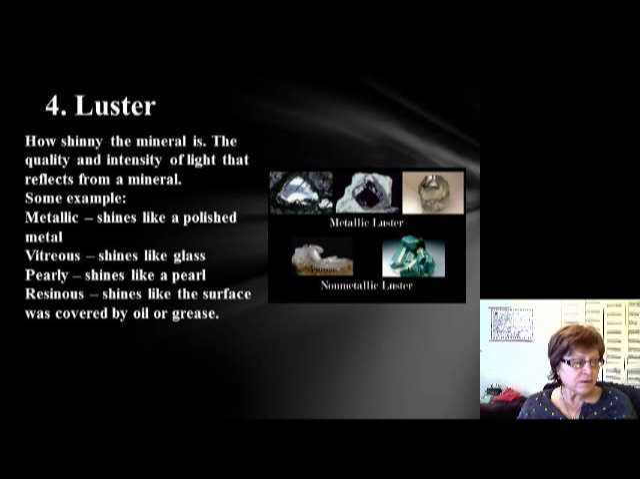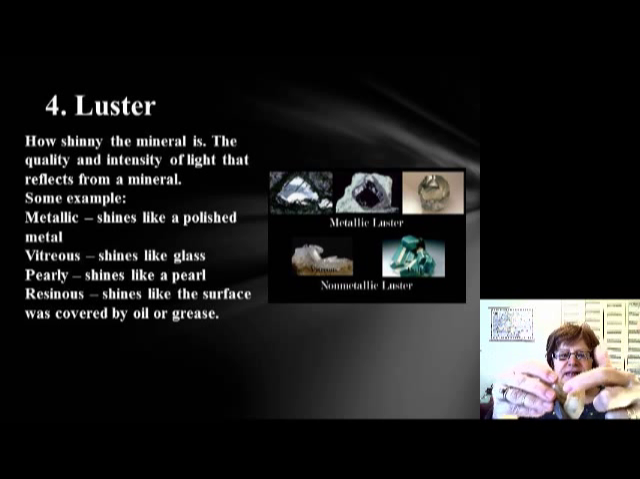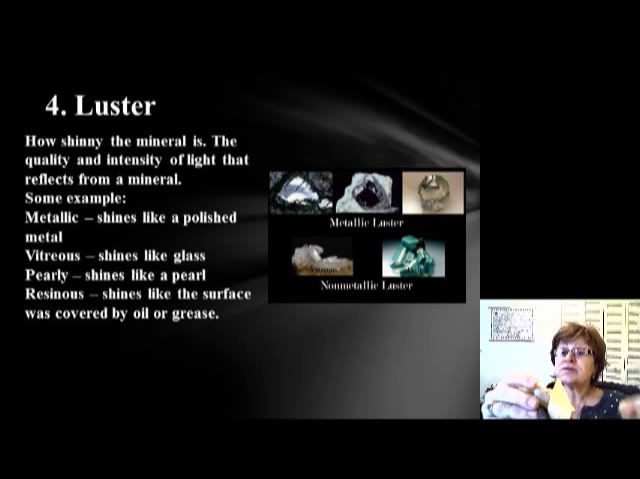So if you see a mineral and you feel like, oh, this is glassy, but somebody tells you, no, no, no, this is greasy, don't believe them. You have to know it for yourself. That is one property which you can use to recognize the mineral, but you have to write down, describe the luster for yourself. So that's the luster. The luster is the shininess of the mineral.